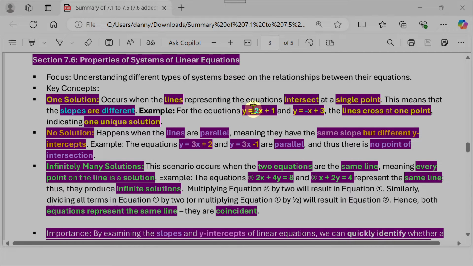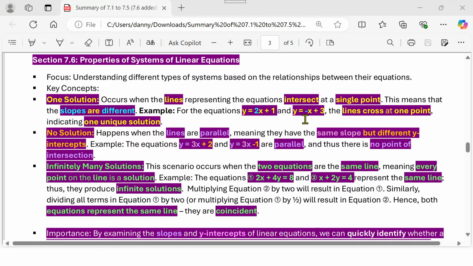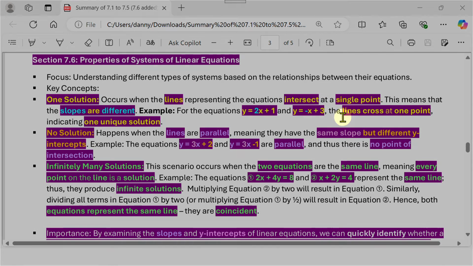then in this case, for example, we have one of the equations is y equals 2x plus 1, and the other equation is y equals negative x plus 1. Well, here we can see that the slope on this equation, when it's in y equals mx plus b form, is 2, and the slope in this equation is negative 1. The 1 is implied. So because those slopes are different, the lines cross at a single point, at one point, therefore having one unique solution.